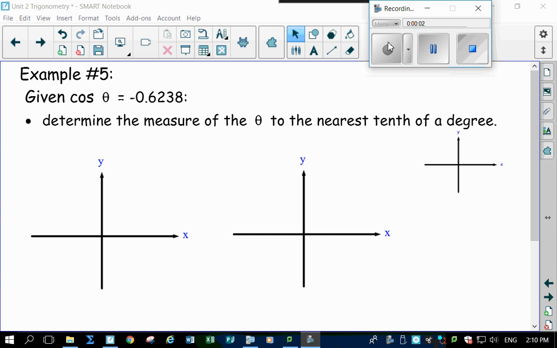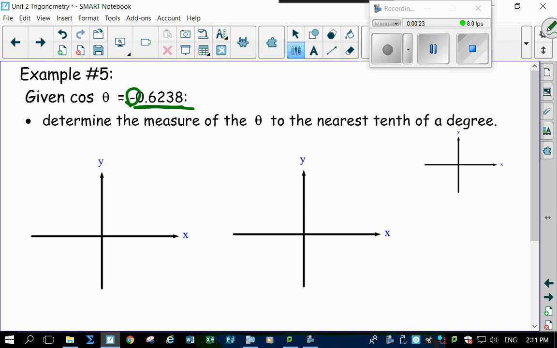Here's finally where you can use your actual calculator. Oh my goodness, I've done all of this stuff without a calculator, which is so cool. Now I'm going to give you a question where I give you a cosine, which looks really, really bizarre. It looks terrible, 0.6238, and it's negative. Okay, so here we go.